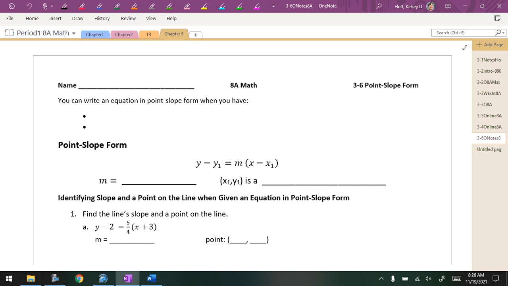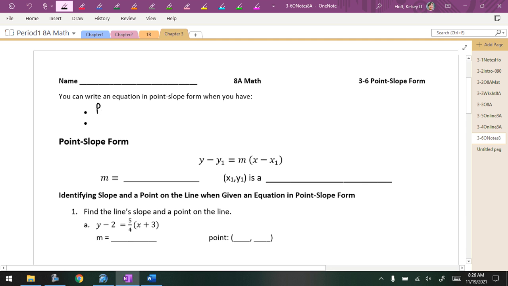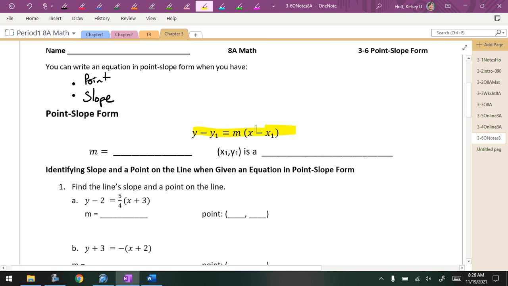Okay, we can use point slope when we have a point and the slope. A point and the slope. Okay, so point slope form, everybody looks at it and they're like, oh, this is going to be so hard. But it's not, I promise you. Okay, y minus y1 equals m, parenthesis x minus x1. So there's really only 3 numbers that we're going to replace.